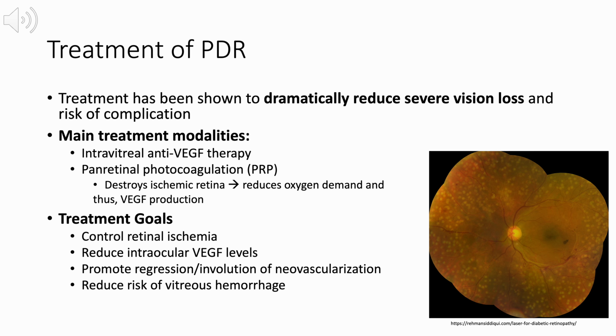The goals of treatment, regardless of modality, are four: to control retinal ischemia, to reduce intraocular VEGF levels, to promote regression or involution of the existing neovascularization, and to reduce the risk of vitreous hemorrhage. The image on this slide shows a fundus photograph of an eye that has undergone PRP, noted as hundreds of discrete, round laser burns distributed across the peripheral retina, designed to sacrifice peripheral ischemic tissue in order to protect central vision.